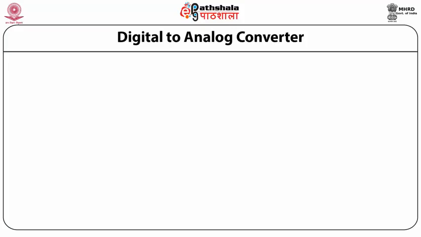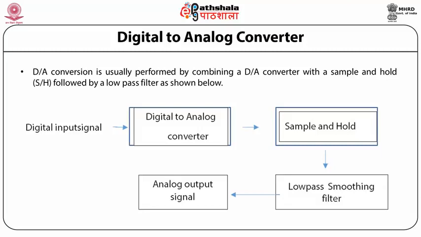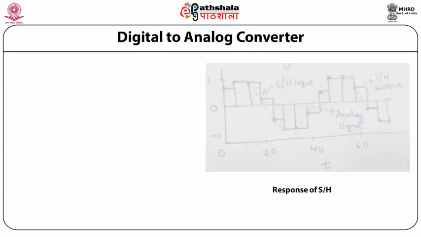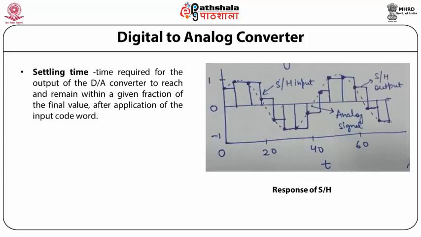Let us now discuss the digital to analog converter. D2A conversion is usually performed by combining a D2A converter with a sample and hold (S/H) followed by a low pass filter, which is shown in this figure, where a digital input signal is applied to the D2A converter, then to the sample and hold circuit, then to the low pass smoothing filter, and finally we get the analog output signal. Here there is one more important factor, that is the settling time, which is the time required for the output of the D2A converter to reach and remain within a given fraction of the final value after the application of the input code word.